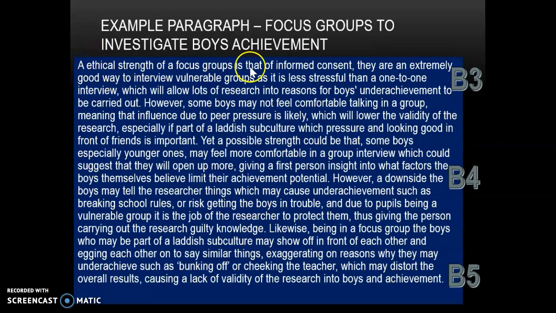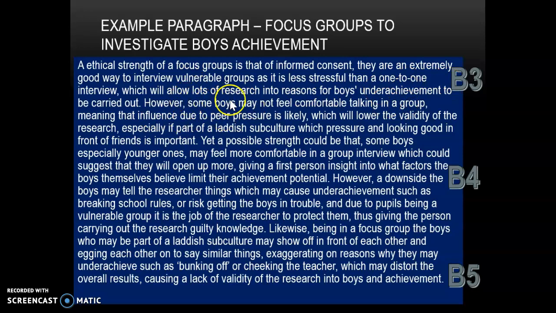So we've got an ethical strength of a focus group is informed consent. They're a really good way to interview vulnerable groups because they're less stressful than one-to-one. They allow lots of research into the reasons for boys' underachievement to be carried out. That is a B3, okay? It could apply to any group interview, any focus group, about anybody really. So because we've got no context there, it's going to stay as a B3, which is okay because we know that we're going to develop it.